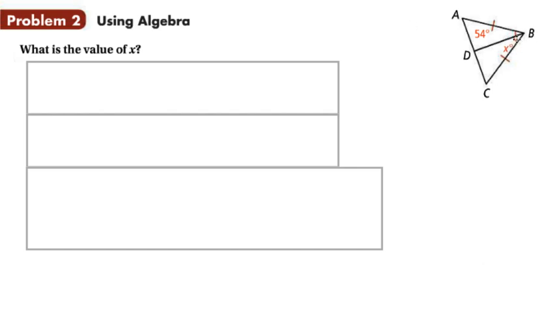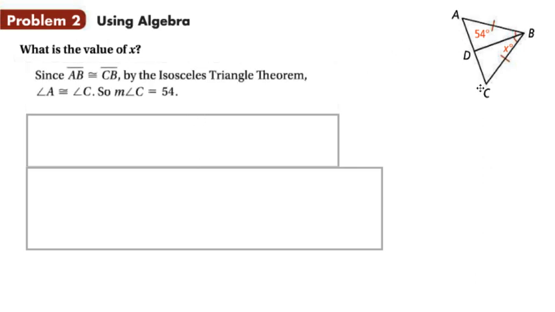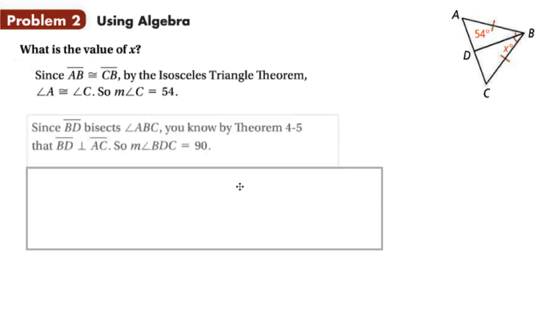What is the value of angle X up here? Well, they're telling us that triangle ABC is isosceles because of the markings. And they're also telling us, because these angles are congruent at the top, that side BD is bisecting the vertex angle. So we know that angle A is congruent to angle C, which are both 54 degrees because it's an isosceles triangle. And we also know that BD is perpendicular to AC. So we know angles ADB and CDB are both 90.